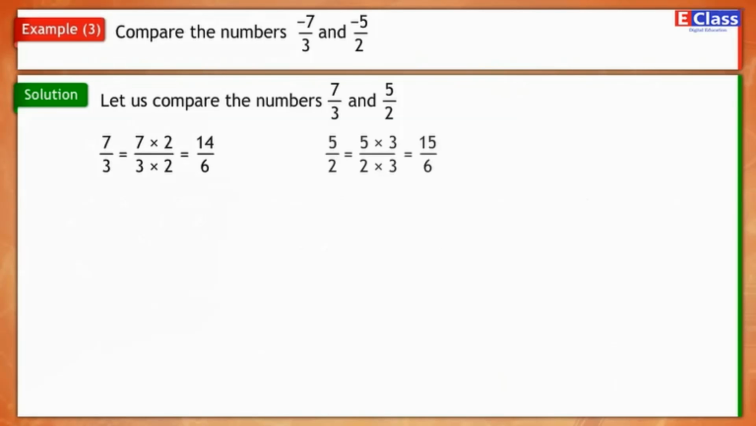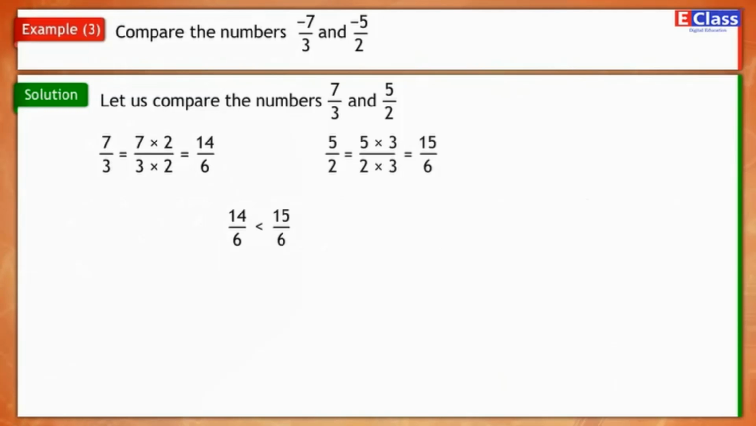Multiply numerator and denominator by 3. Therefore, 5 by 2 is equal to 5 multiplied by 3 wholly divided by 2 multiplied by 3, which is equal to 15 by 6.